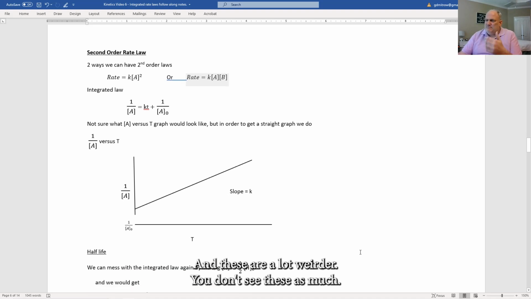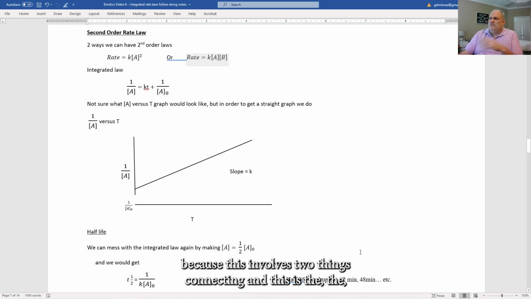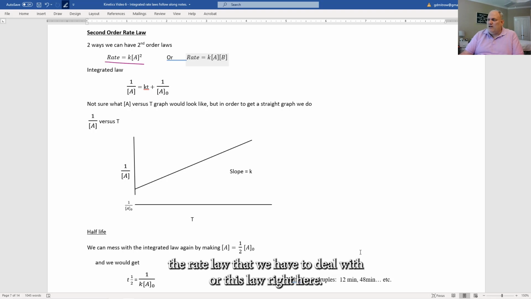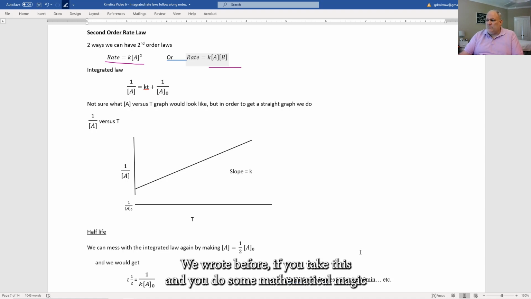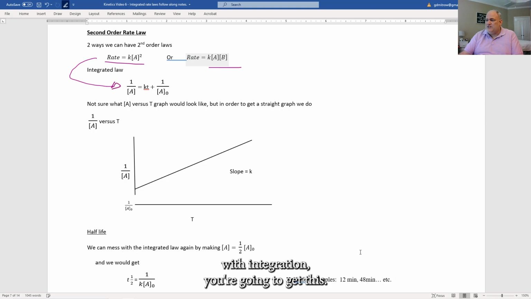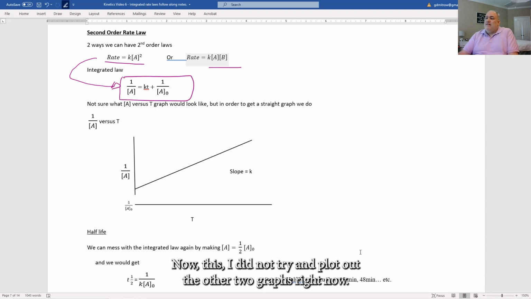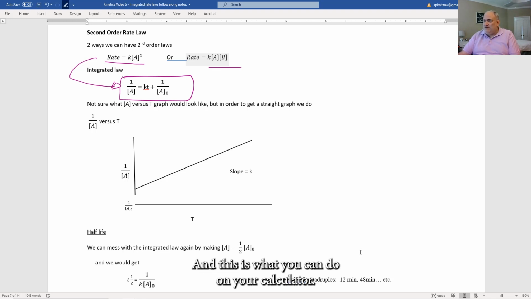You don't see these as much because this involves two things connecting, and this is the rate law that we're going to have to deal with, and this is our overall differential rate laws we wrote before. If you take this and you do some mathematical magic with integration, you're going to get this, and this is the equation you have to memorize. Now, I did not try to plot out the other two graphs right now, and this is what you can do on your calculators.